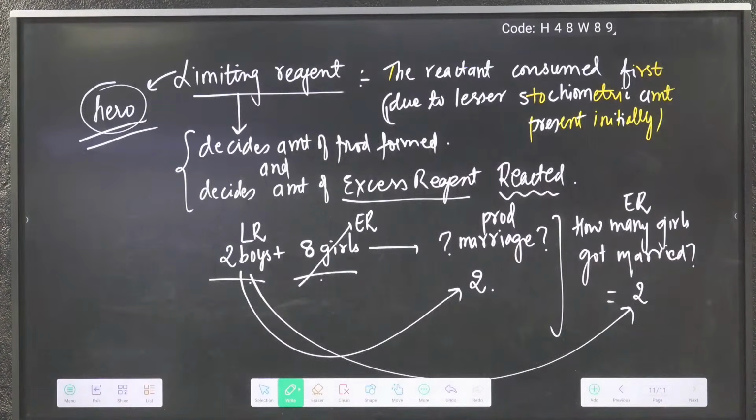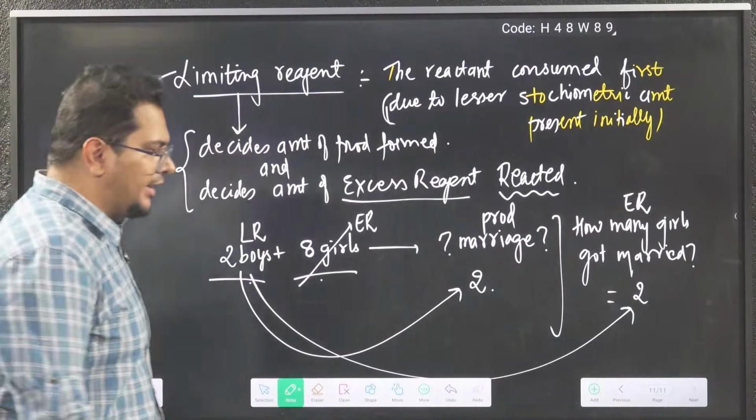Firstly, tell me, is this slide completely clear or not? Is this slide completely clear with the limiting reagent drama? The reactant given in the lesser stoichiometric amount will decide how much product will be formed and how much excess reagent will react. Perfectly clear?